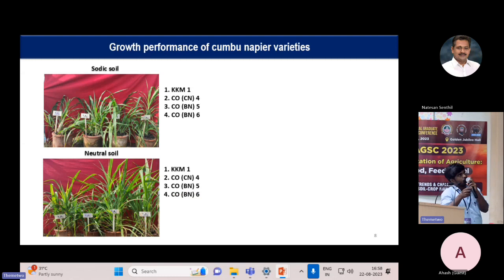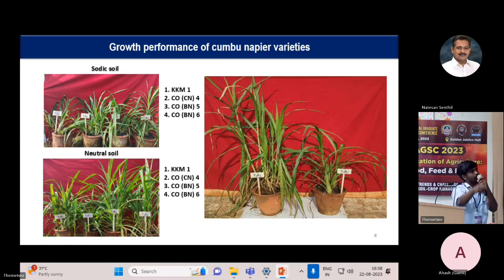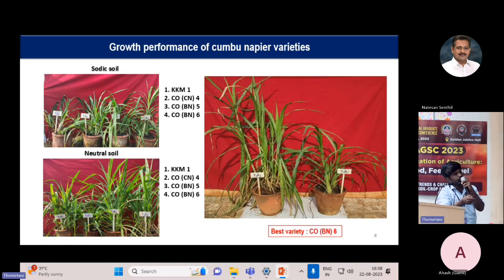Then the growth performance of the varieties in both sodic and neutral soil conditions. See that growth performance. Fourth one, the Co6 variety had better performance than other varieties. This is the best performing variety in both sodic and neutral soil conditions. This indicates the growth under sodic soil.